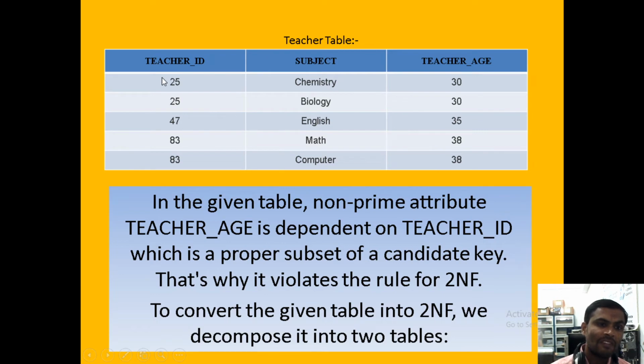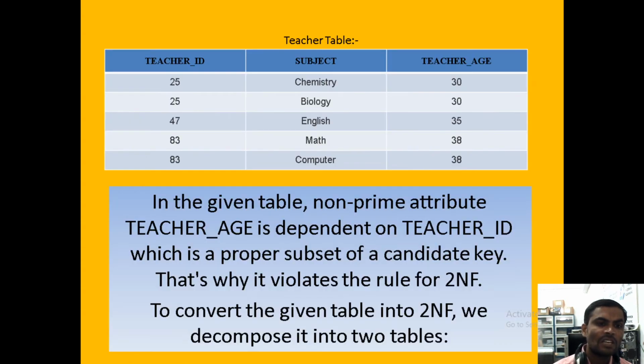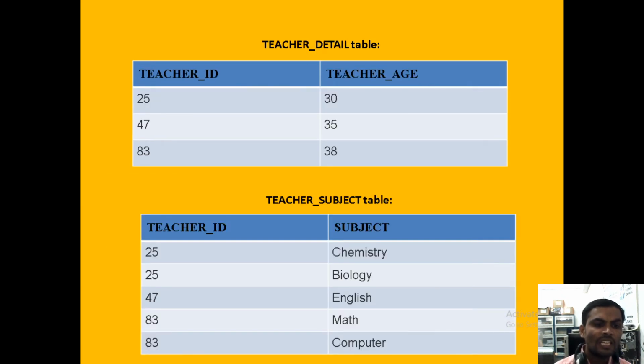As for first normal form, we should go for atomic values. Then we convert to the first normal form: teacher ID and teacher age, the teacher's details. Coming to the teacher subject, we take teacher ID and subject name. Here the teacher ID is repeating, while the subject name is not repeating, it is unique. Means we consider subject as the primary key, and teacher ID as a non-prime attribute. Now it is acting as a foreign key.